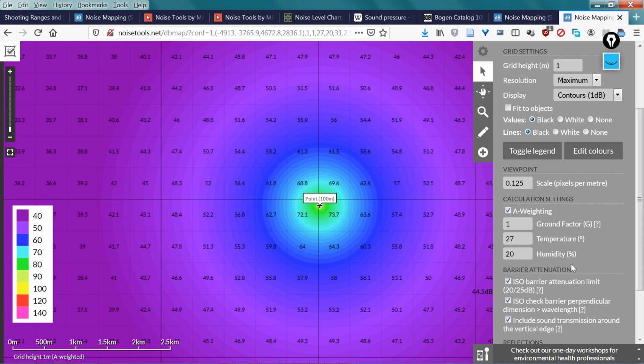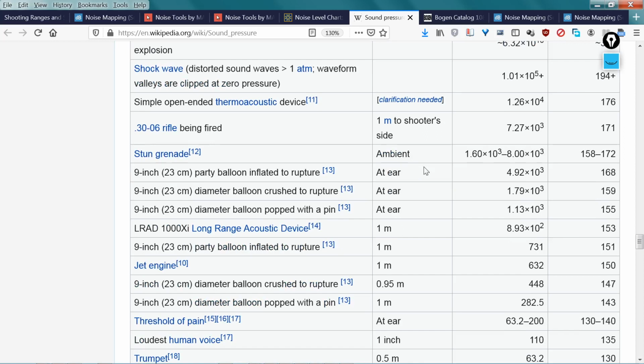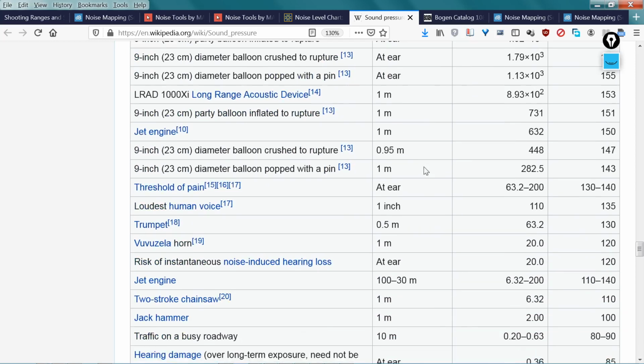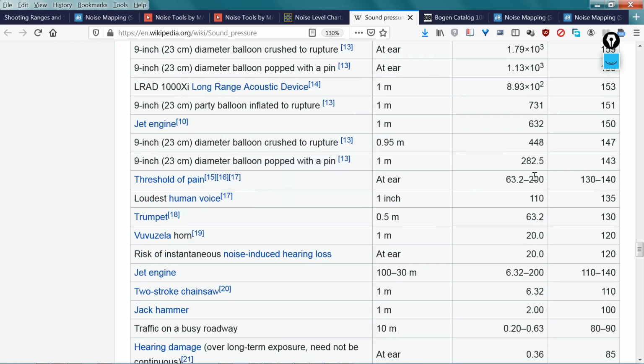Okay, so let's see. We were back at the noise. We have to cover a couple more things here. So if we go over to Wikipedia here, you can see some more things. One thing you have to cover is the threshold of pain, and that occurs somewhere in the 130 to 140 decibel range.